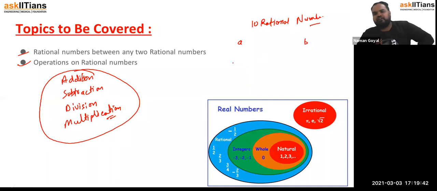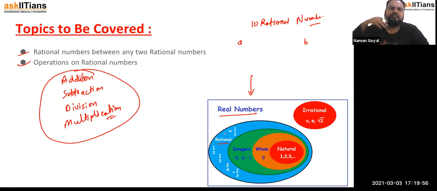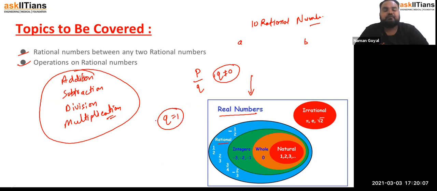In the previous lecture I also told you about this chart. These are the real numbers. Real numbers are of two types: one is irrational and the other is rational. In rational, integers are there and non-integers are there. A rational number is a number written in the form p by q, where q is not equal to 0. And if q becomes 1, then it becomes an integer.